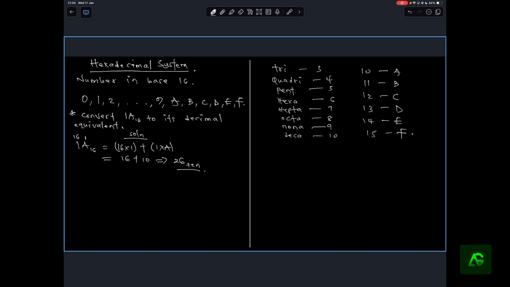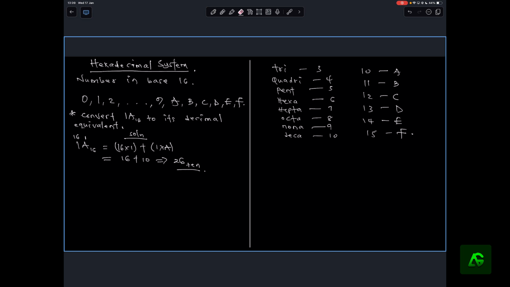So this is how to go about changing from base 16 with the hexadecimal system. 1 times 10, because A is 10. Yes. So now another question.